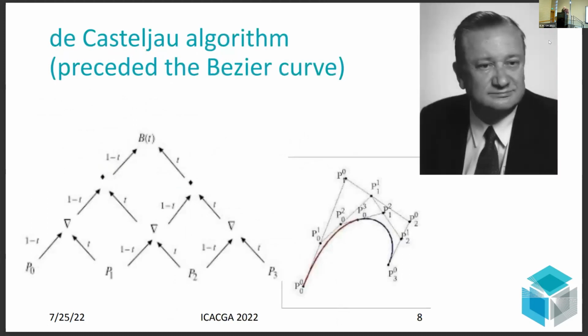A year earlier, de Casteljau was looking at this: how do I compute polynomials so that they are computable on a computer? And he came up with an algorithm for computing polynomials called the de Casteljau algorithm, where you input the b_i's down there on the bottom as control points, and then you calculate the polynomial.